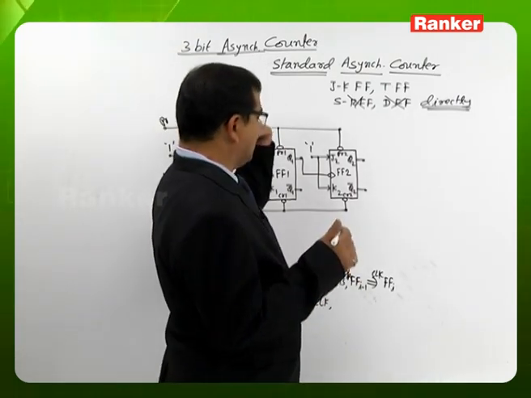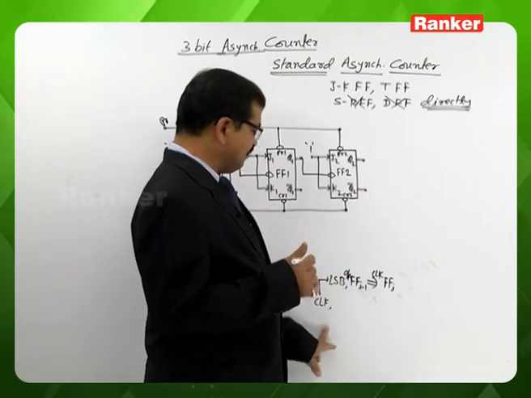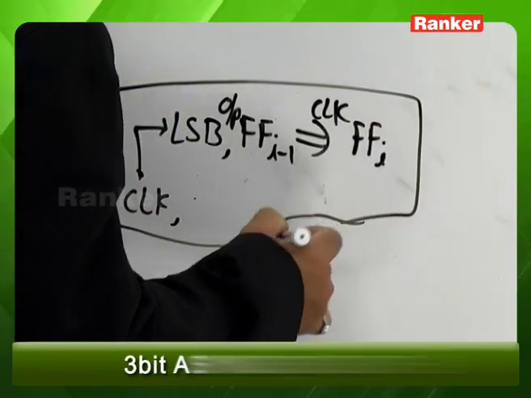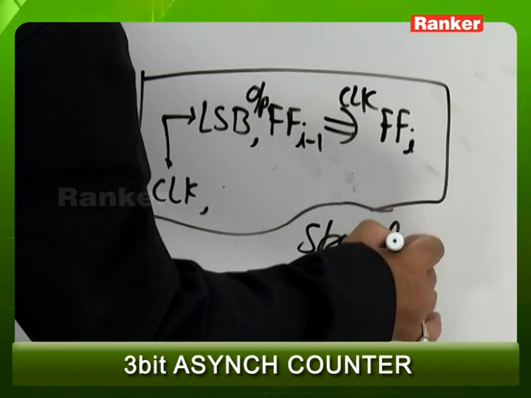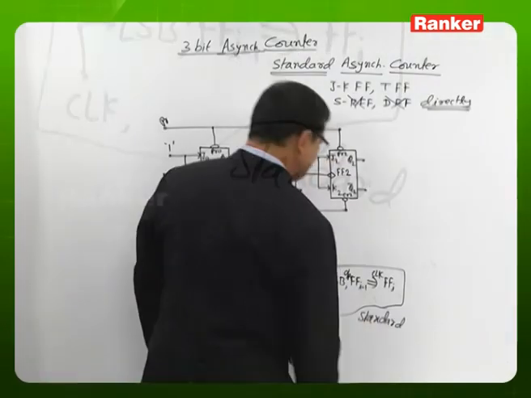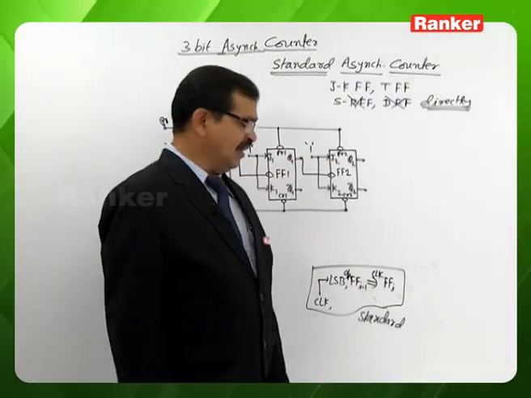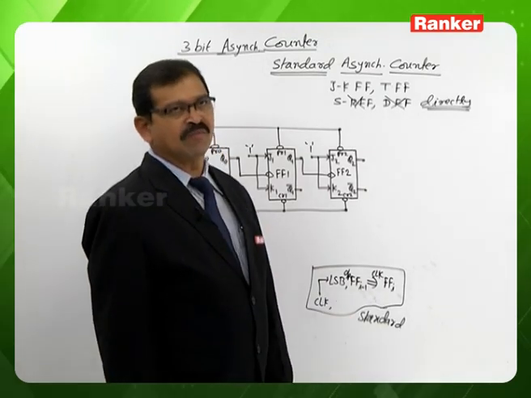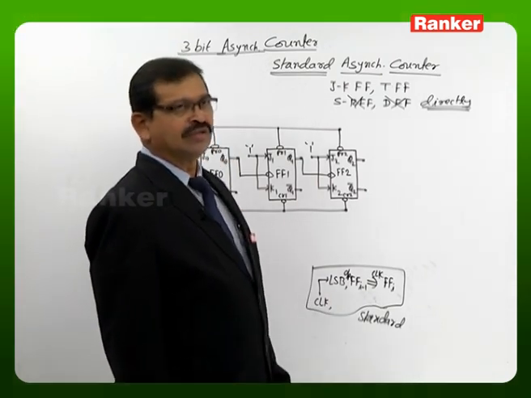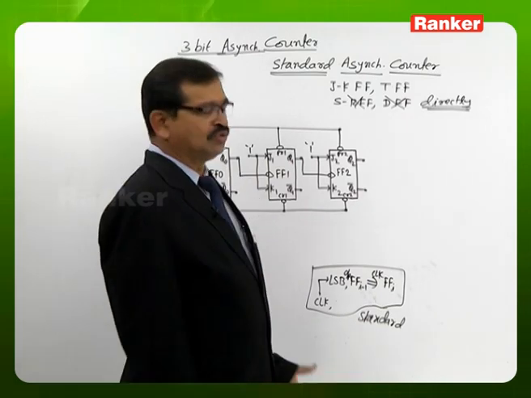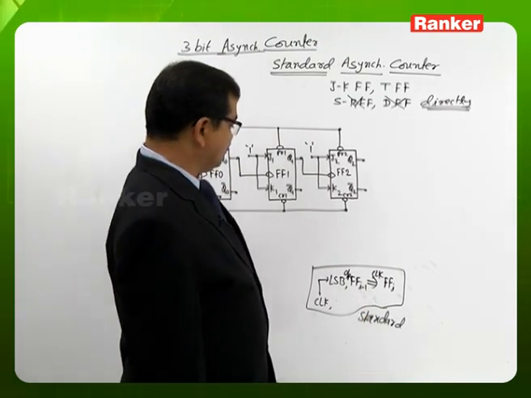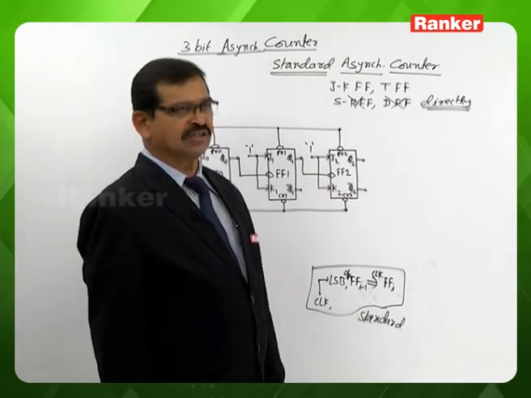Any asynchronous counter having this sort of connection, we name as a standard asynchronous counter. That is the meaning of standard asynchronous counter: a counter where the clock of flip-flop i comes from the flip-flop i minus 1 output, the LSB clock is from the external source, and the JK inputs are the T inputs of the flip-flops. If you replace JK with T, it becomes the T input. So the JK inputs are connected to 1. Such an asynchronous counter we name as a standard asynchronous counter.